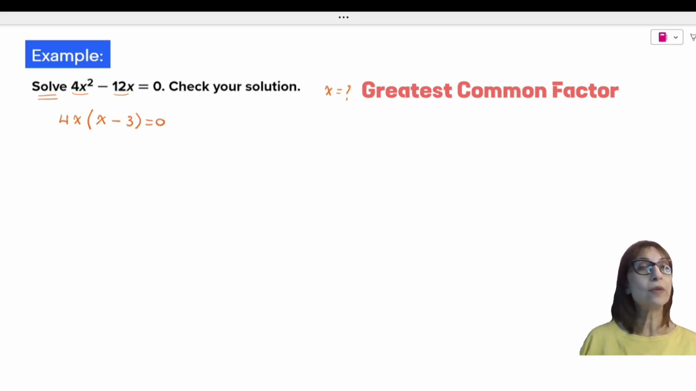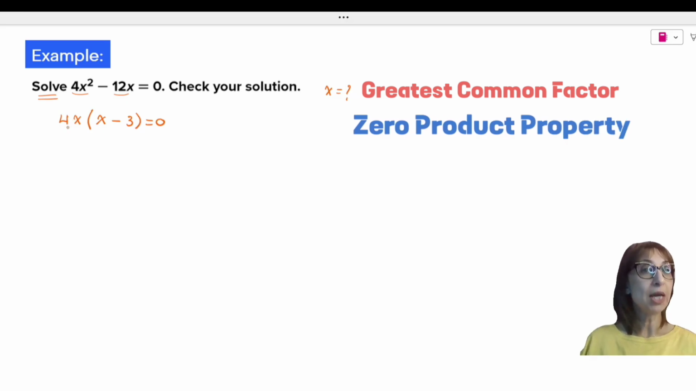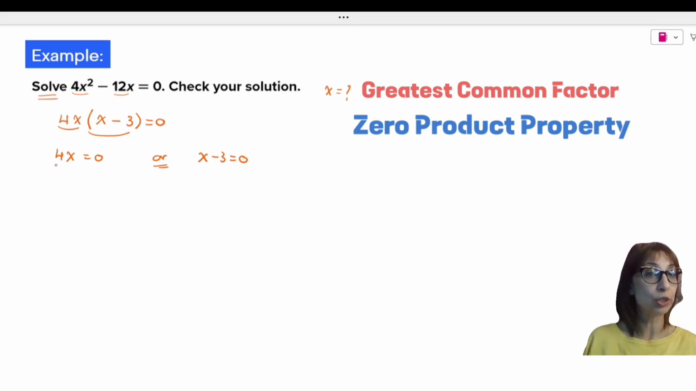We have something called the zero product property, which states that if two numbers, or two polynomials, or two terms multiplied by each other equal 0, this means that either the first one equals 0 or the second one equals 0. Now I'm left with two equations. I will solve to find x from each equation. 4x = 0, I will divide by 4 on both sides, so this will be 0 over 4, which equals 0. And here I'm going to add 3 on both sides, and this will be x = 3. So the solutions that I have here are 0 and 3.